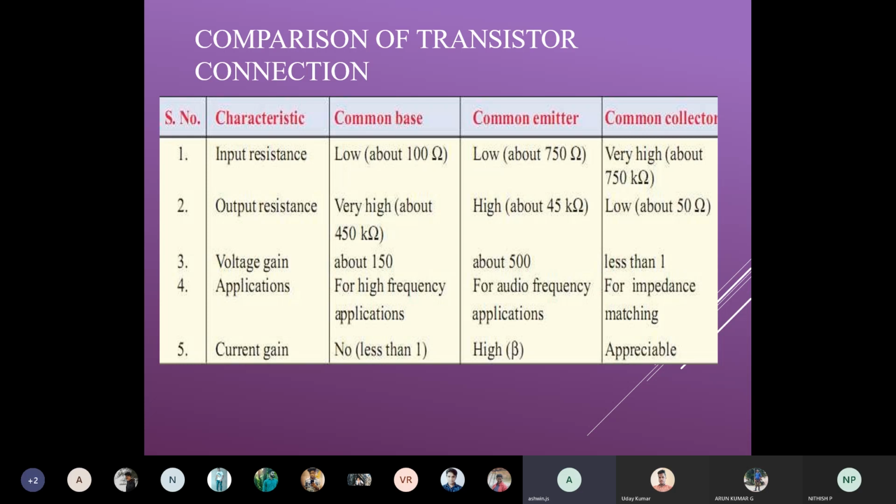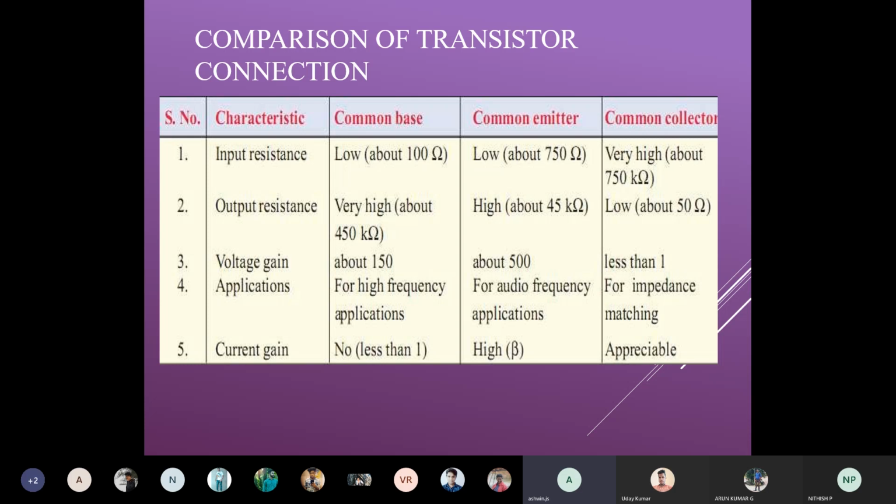Okay, and look at the voltage gain. For voltage gain, they have given a typical value. So for a common base, the voltage gain is 150, for common emitter the voltage gain is 500, and for a common collector, it is less than 1. Okay, so voltage gain represents output voltage with respect to input voltage, and so far we found the current gain only, and the voltage gain here they are giving. So common base has a moderate voltage gain, common emitter has very high voltage gain, and common collector has very less voltage gain. Okay, and later we'll see the application.